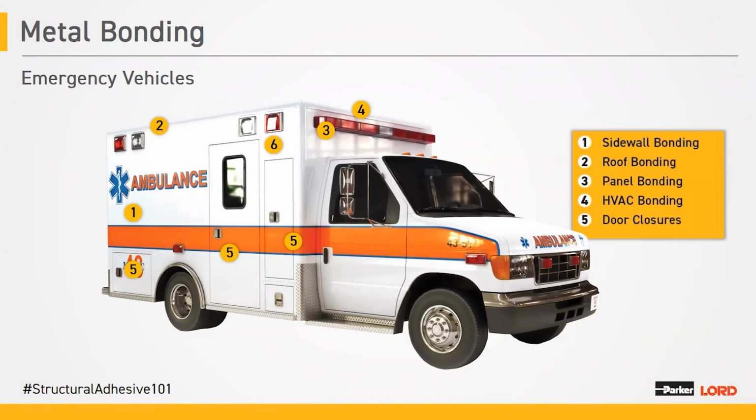This is a market that's come quite a ways on replacing welding. Typically these are aluminum type structures built as a box for an ambulance or even a fire truck. And we have quite a few applications where you can bond sidewalls where it's an extrusion to a panel. Roof bonding, again, the same thing. Panel bonding on the inside of the vehicle, HVAC bonding, and also doors and closures. Last one, certainly with emergency vehicles, is bonding on aluminum diamond plate for decorative elements.